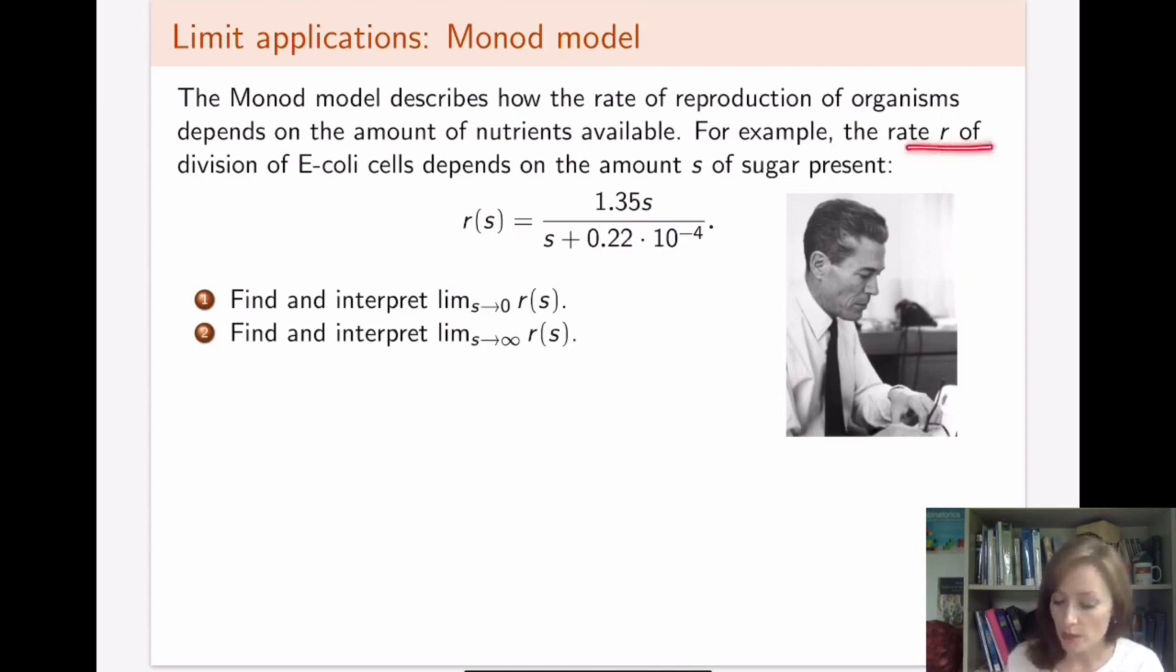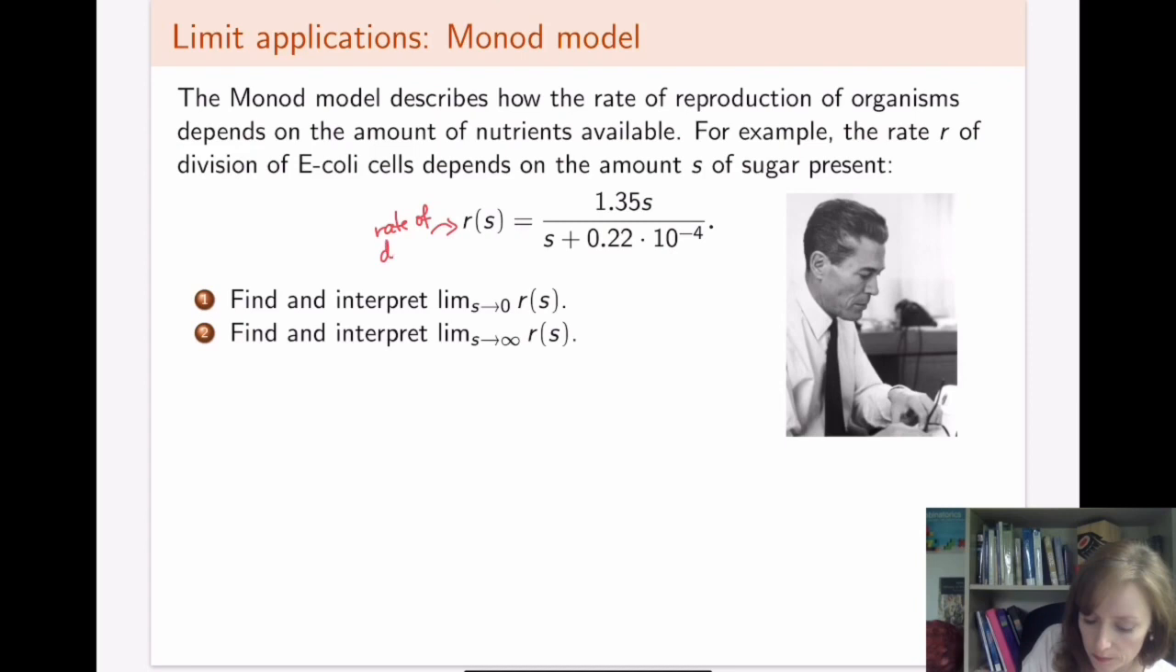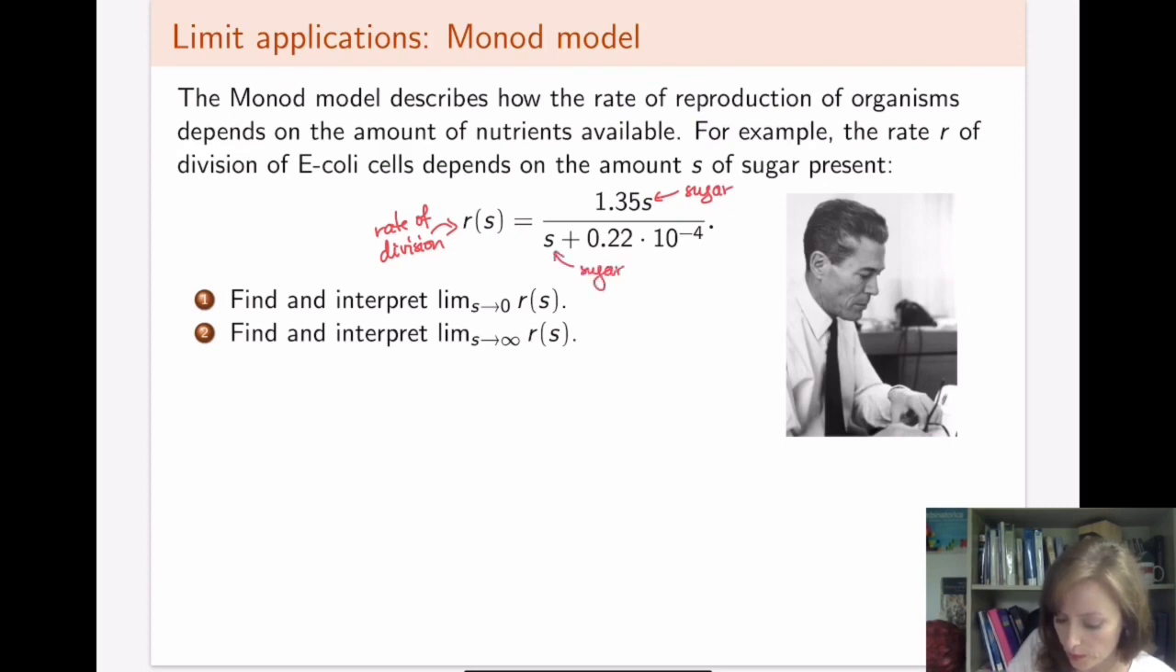So the rate R of division of E. coli cells depends on the amount of sugar, which is their main nutrient, present. So this is the rate of division. I like labeling things just so that I remember what they are, and this is the amount of sugar. Okay, and we're asked to compute and interpret two different limits. Interpret means write out a sentence of what it is that you're actually computing, and then compute it.